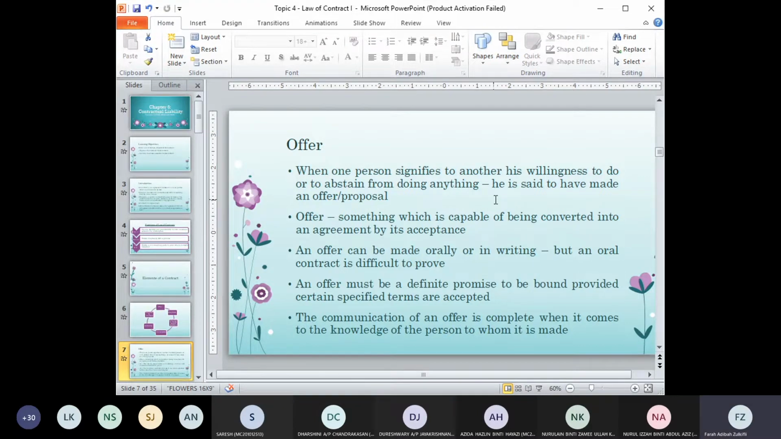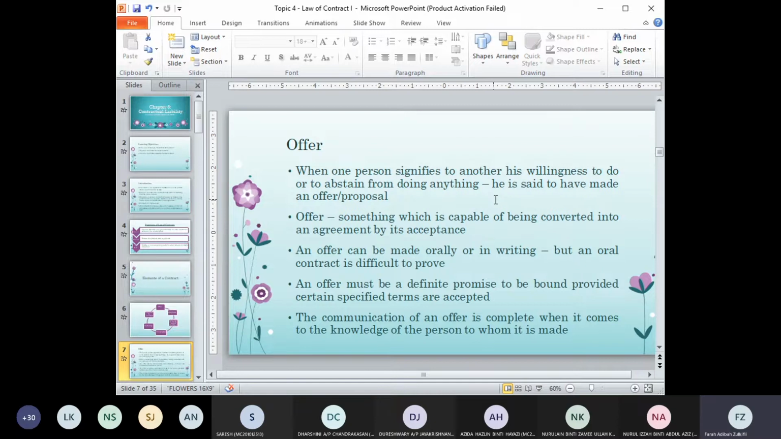Okay, so the last one: the communication of an offer is complete when it comes to the knowledge of the person to whom it is made. So if you want to make an offer, it can be in many forms. You can call someone to make an offer. You can write an email to tell someone that you are offering them something, or you can even write a WhatsApp chat to someone else to tell them that you want to offer something.